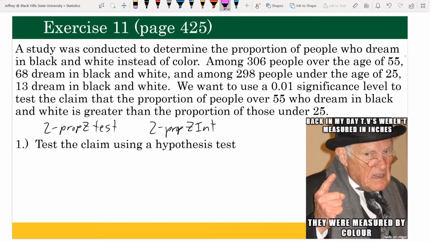So what I'm going to do is I'm going to go ahead and highlight our population 1, which is the age of 55 and over, and population 2 are those that are younger than 25.